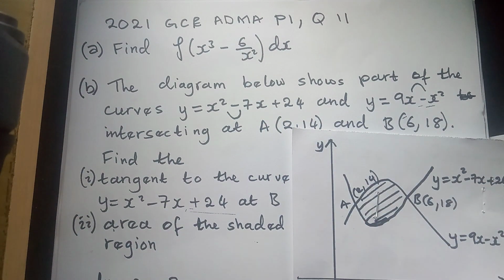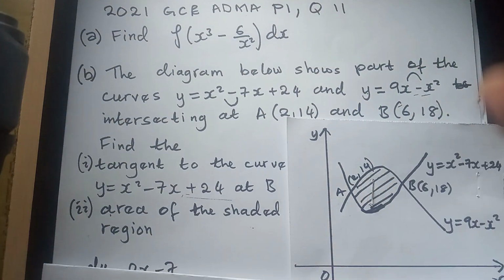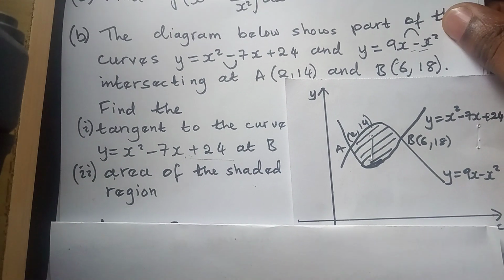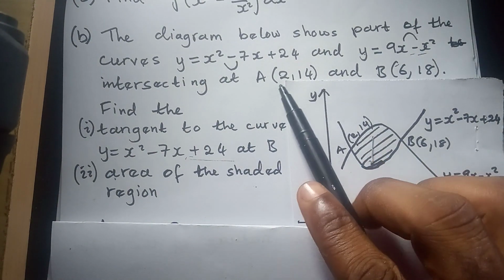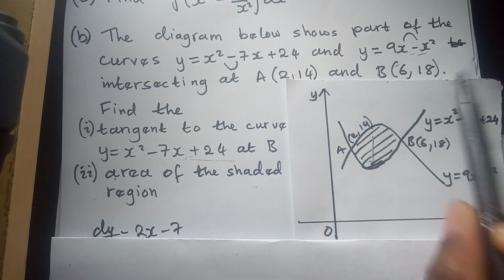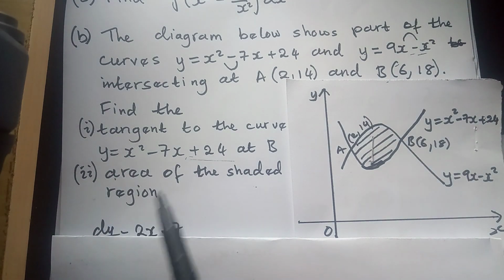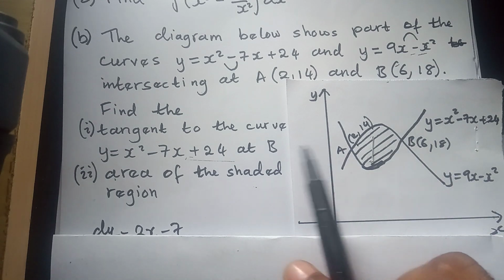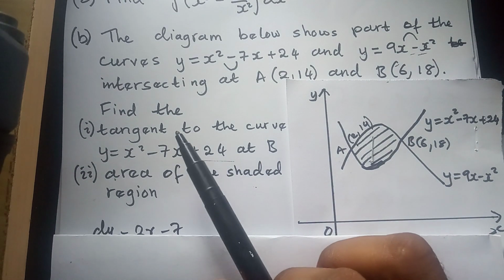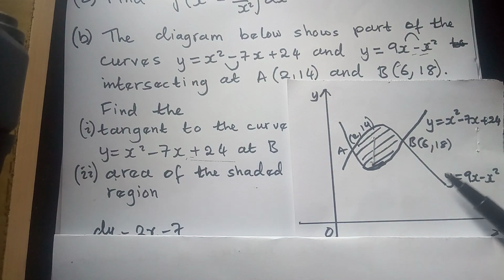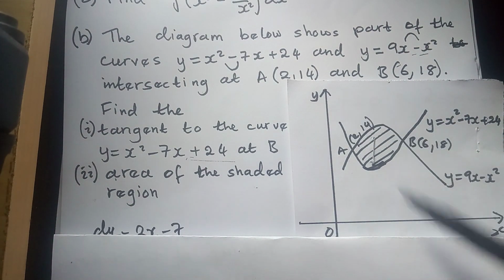Y is equal to this and y is equal to this thing here, intersecting at A, which is (2, 4), and B, which is (6, 18). Find the tangent to the curve at B. So I think I left something out here. The question was supposed to be find the equation of the tangent line at B.